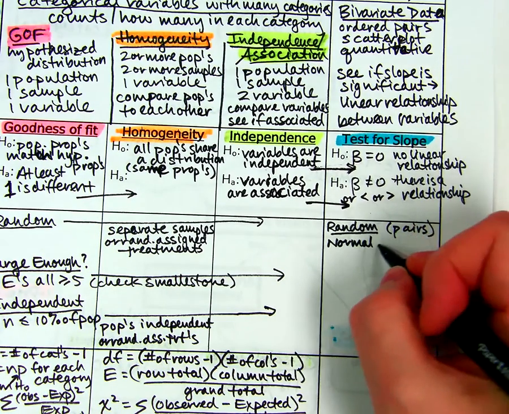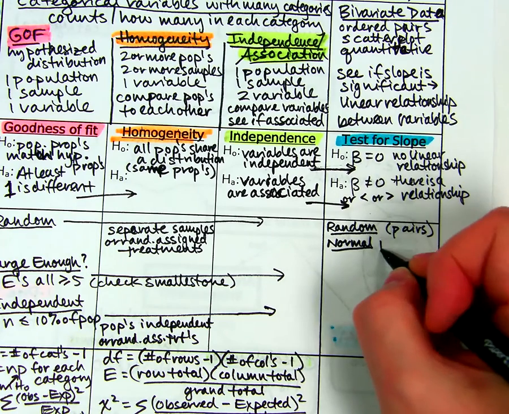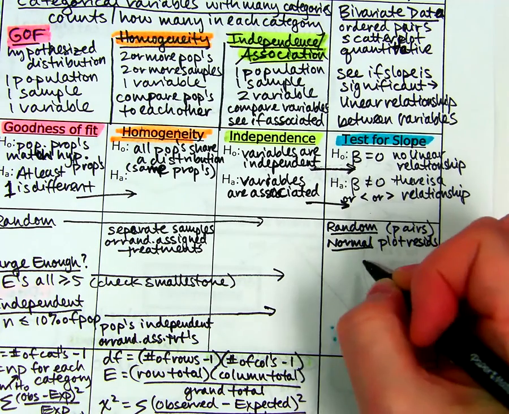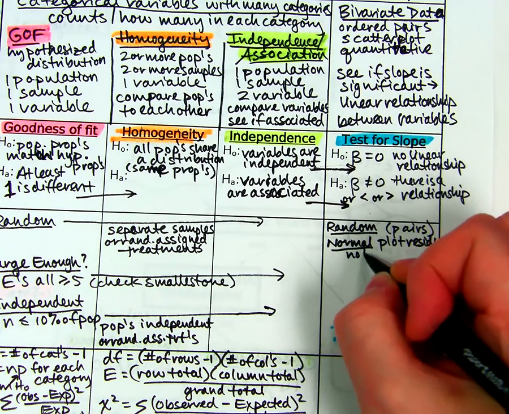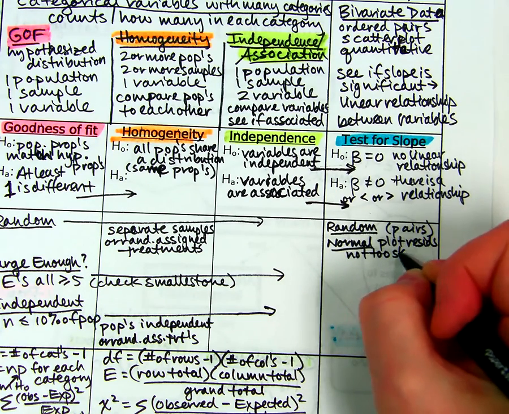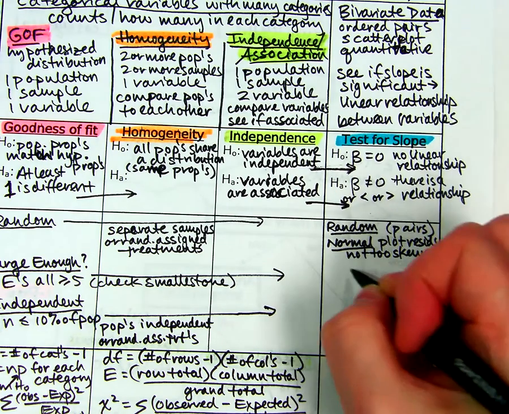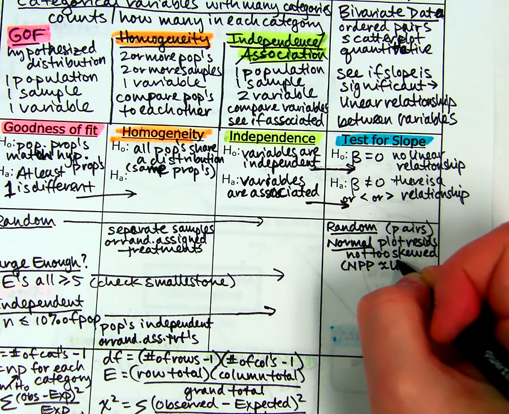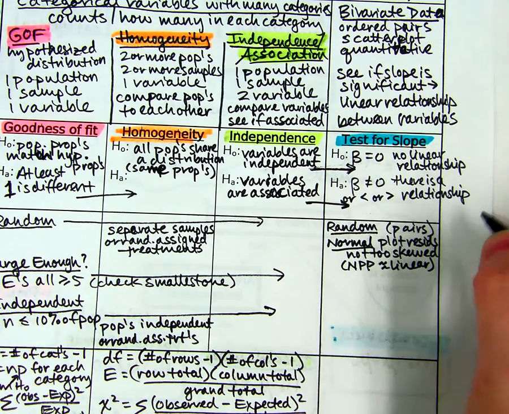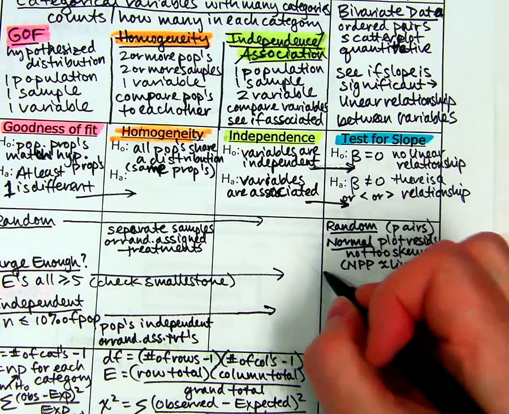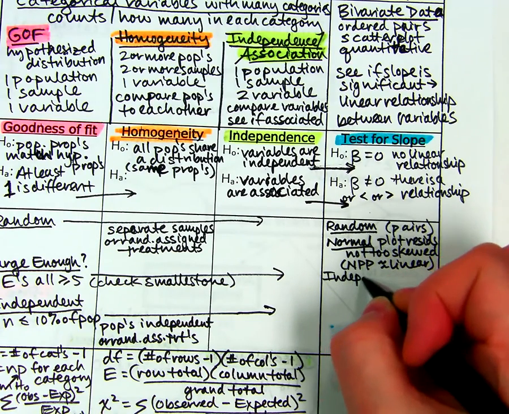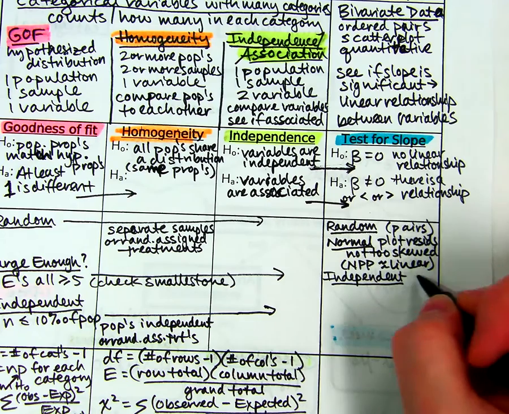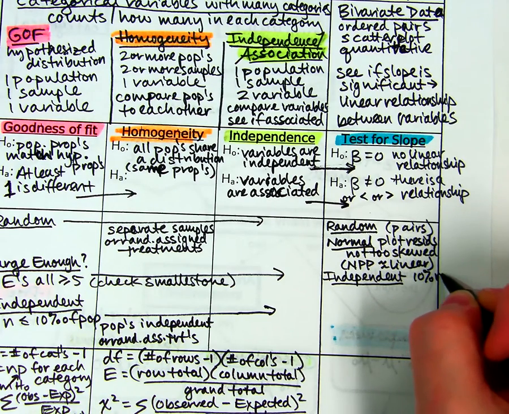Normal would be the residuals have to be normal, so you would plot them and look to see if they're not too skewed. Or you might make a normal probability plot and it would be approximately linear. Independent is still here, but I'm writing it further up because I have to leave room for 2 more. Independent is still the 10% rule, and I'm not going to write any more than that because we've written that already.